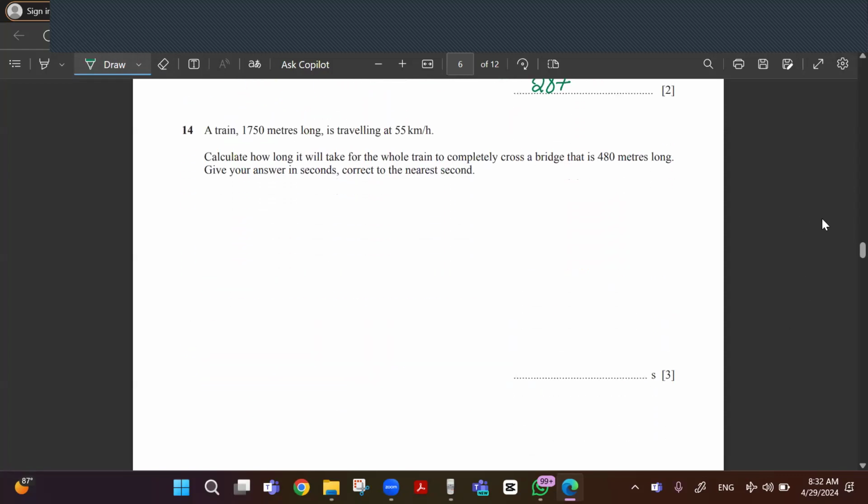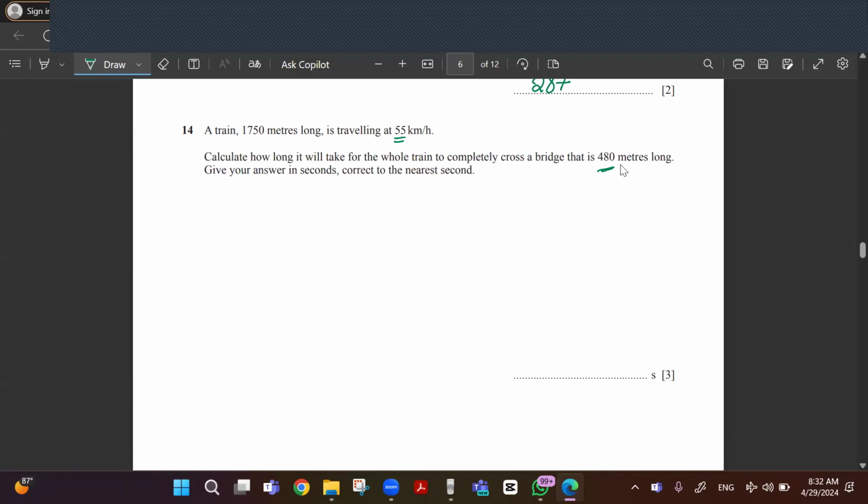Okay, a train which is 1,750 meters long is traveling at 55 kilometers per hour. Calculate how long it will take for the whole train to completely cross a bridge that is 480 meters long. Okay, give your answer in seconds, correct to the nearest second.